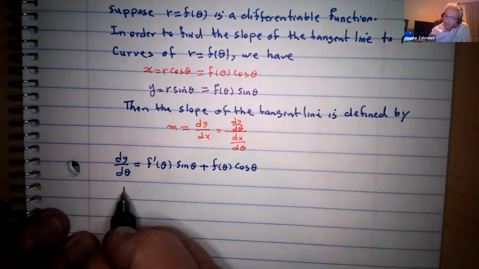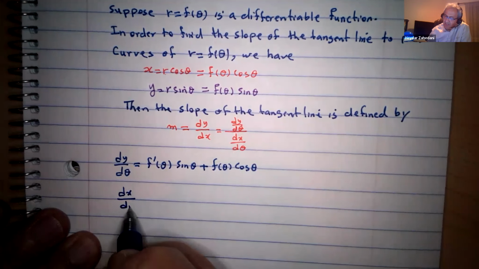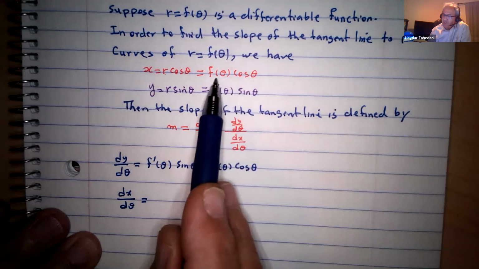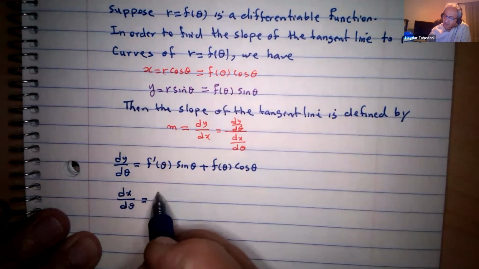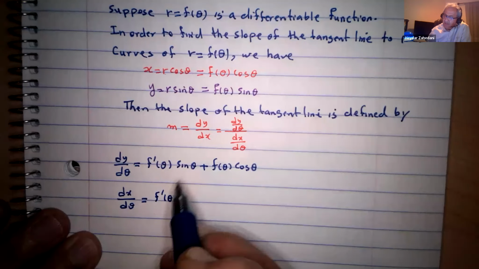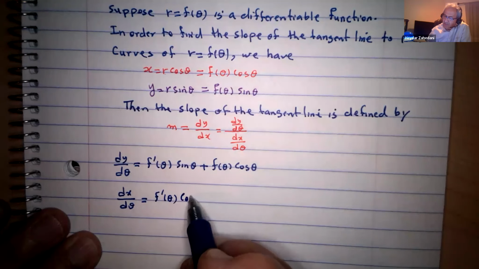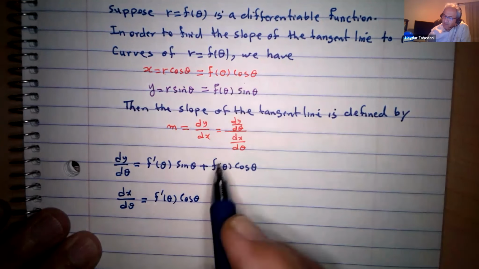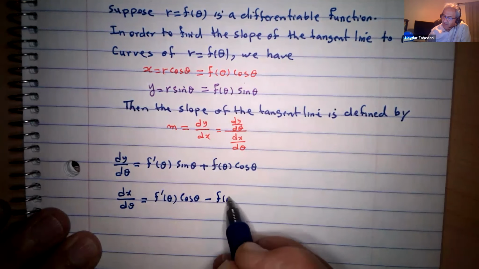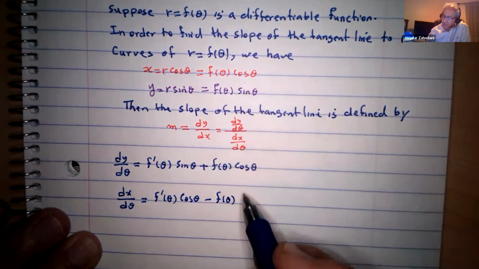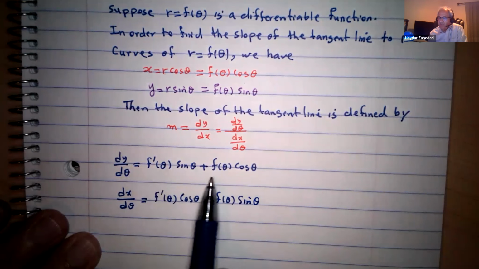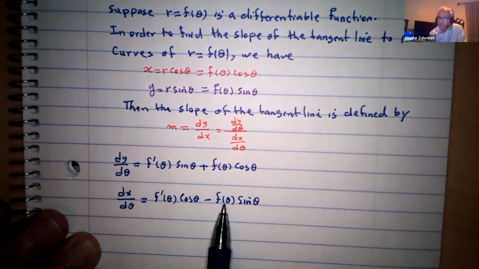The same thing for dx/dθ. This is your x. Now differentiate it: derivative of the first times the second, plus the derivative of the second times the first. So it's f prime of theta times cosine of theta, plus the derivative of cosine, which is negative sine, so negative f prime of theta times sine of theta. It's easy to memorize because f prime and f of theta both appear, so we get sine, cosine, cosine, sine.